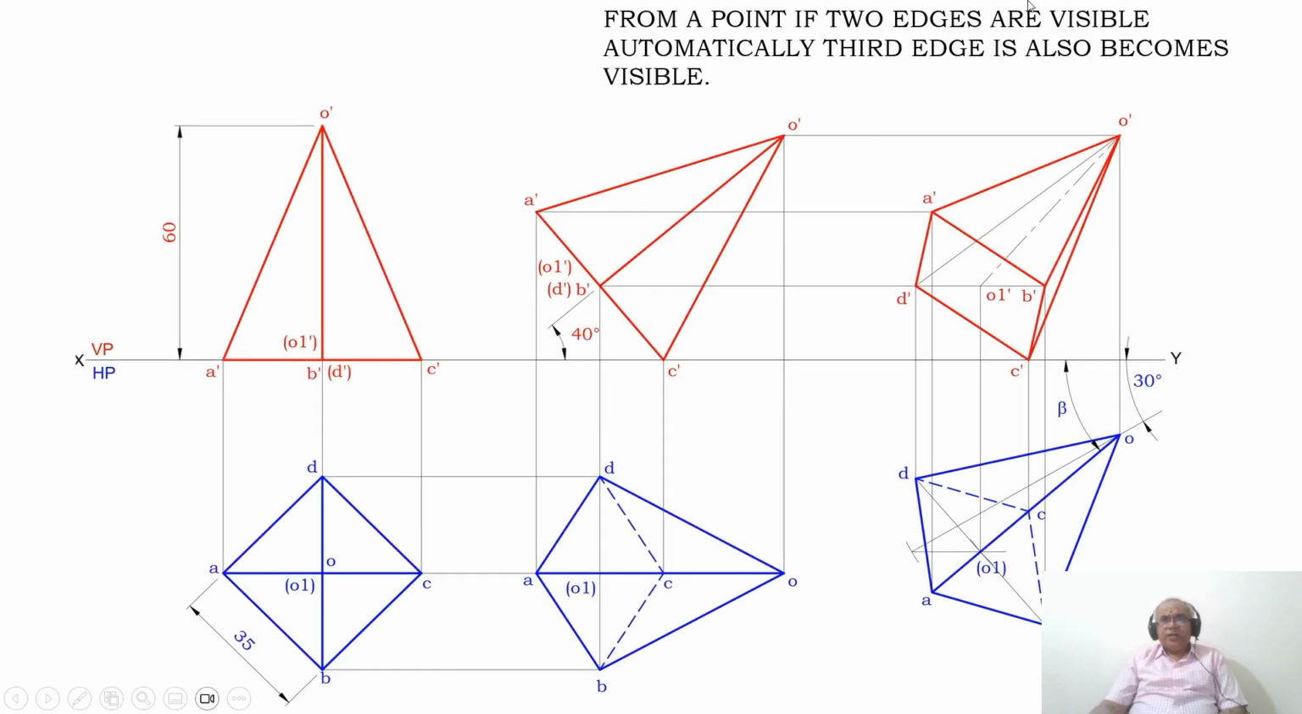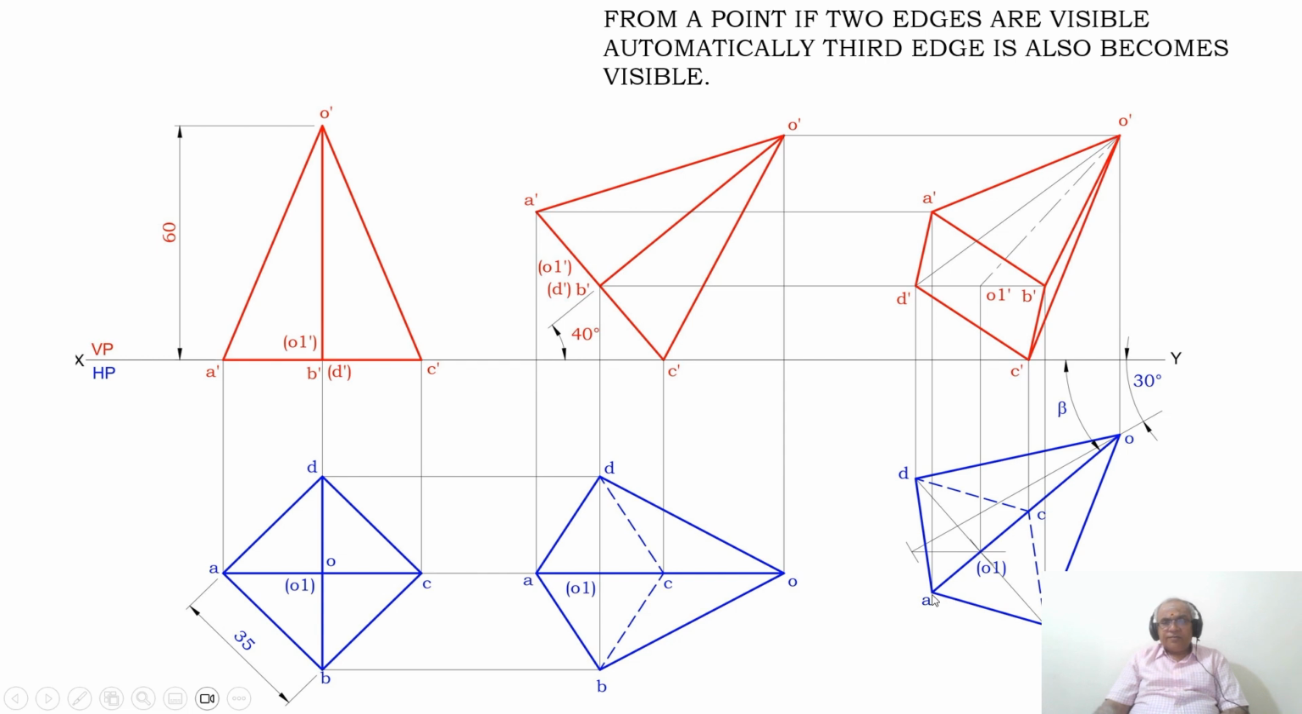Now, from a point, if two edges are visible, automatically the third edge also becomes visible. So which is that point? From B dash, you have three edges. One is from B dash to A dash, the other from B dash to C dash, and the last one is from B dash to O dash. As we know, A dash B dash and B dash C dash are already visible because the entire base surface is near to the observer, where you can see that as you look from the front view, this entire base ABCD becomes visible.